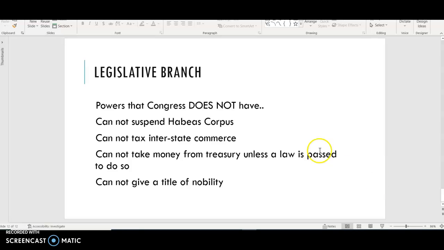All right, that is all of the information for the legislative branch. Make sure you answer all of the questions.